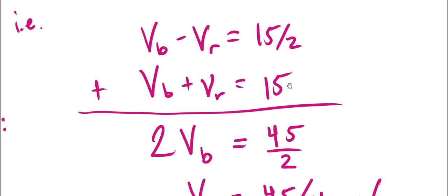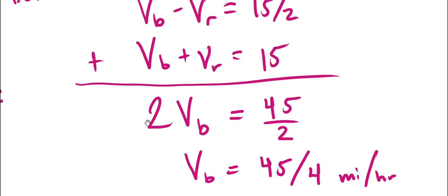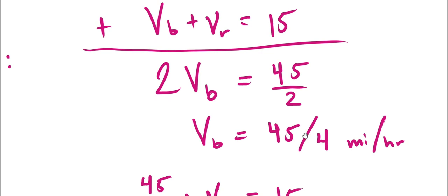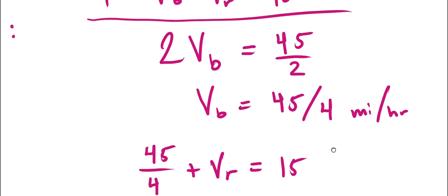15 over 2 is 15 is 30 over 2. So adding 15 and 30, we get 45 over 2. And then dividing off my 2, I get 45 over 4. So we found it, the rate of the boat. The rate of the boat is 45 over 4, or maybe like 11.25 miles per hour.